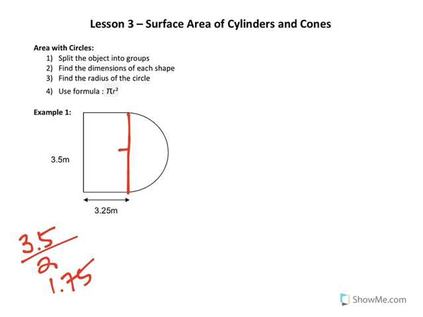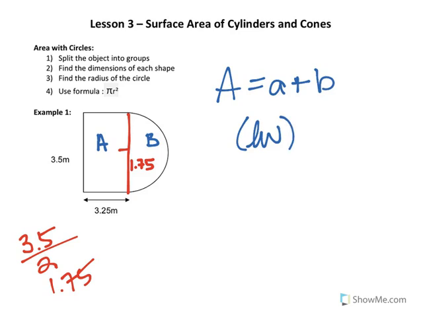Alright, so we have two shapes. We're going to call it A and B. So our area for this is A plus B. The formula for area for A is length times width because it is a rectangle. And the formula for B, which is half of a circle, is pi r squared divided by 2.